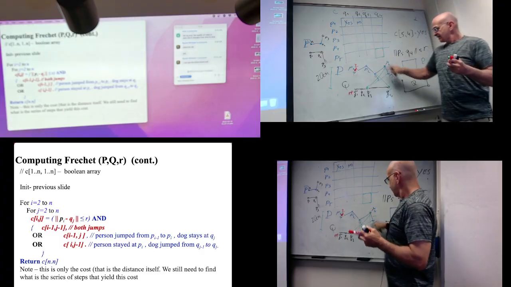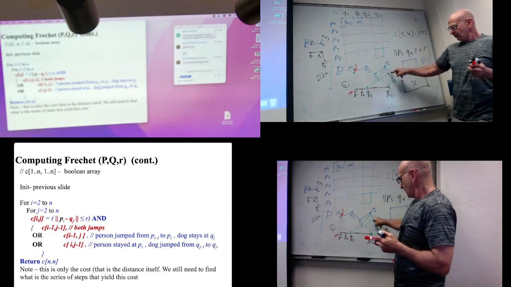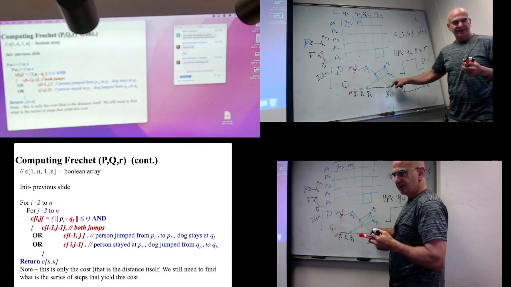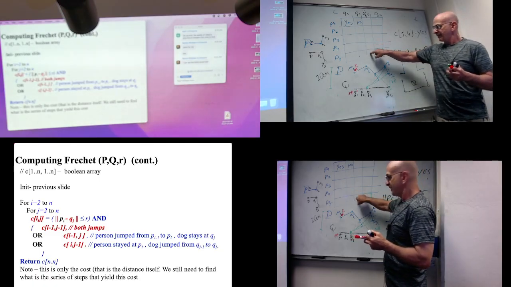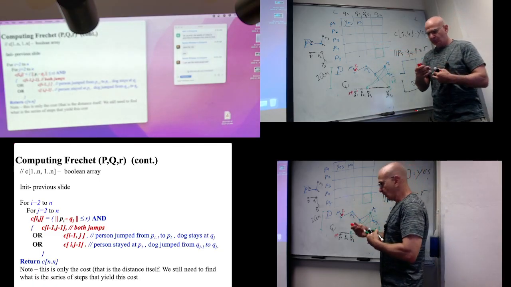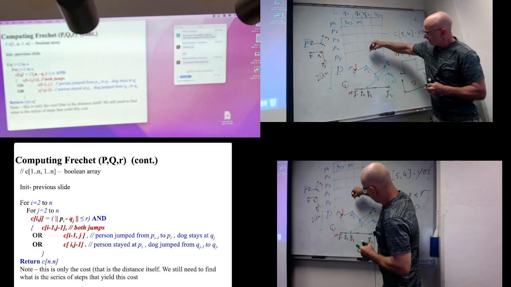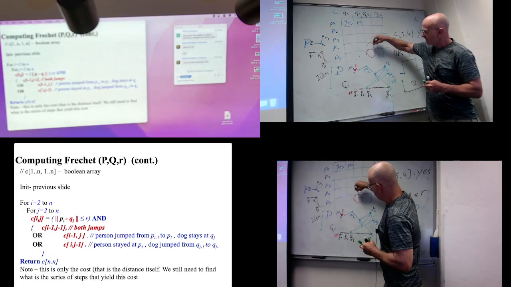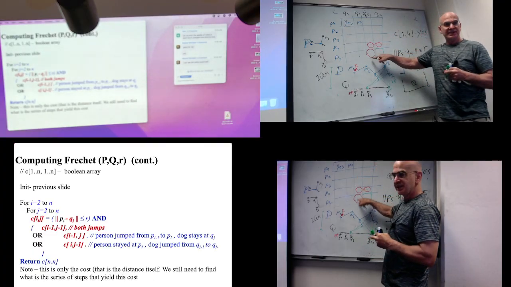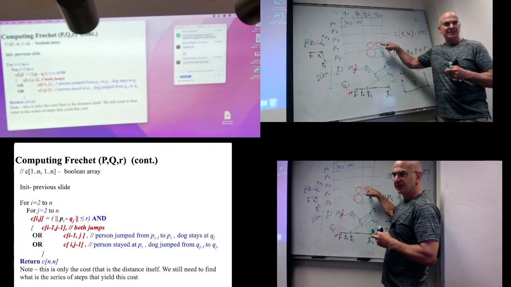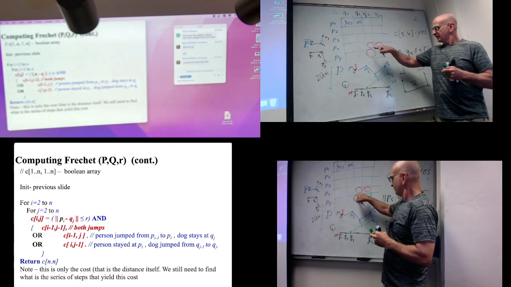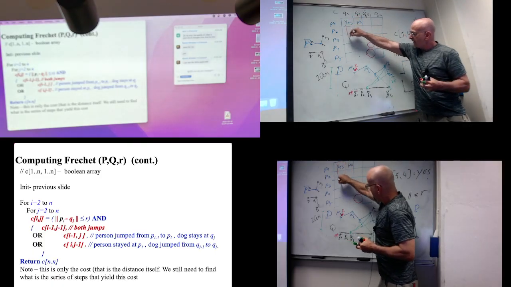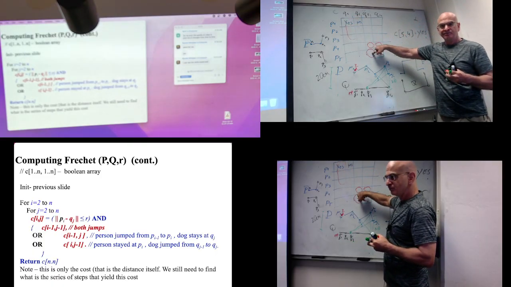When can I say yes? If the distance between the last two vertices is yes, and either this cell is yes, or this is yes, or this is yes, at least one of them must be yes. Because it means there is a way to reach all the way to here.